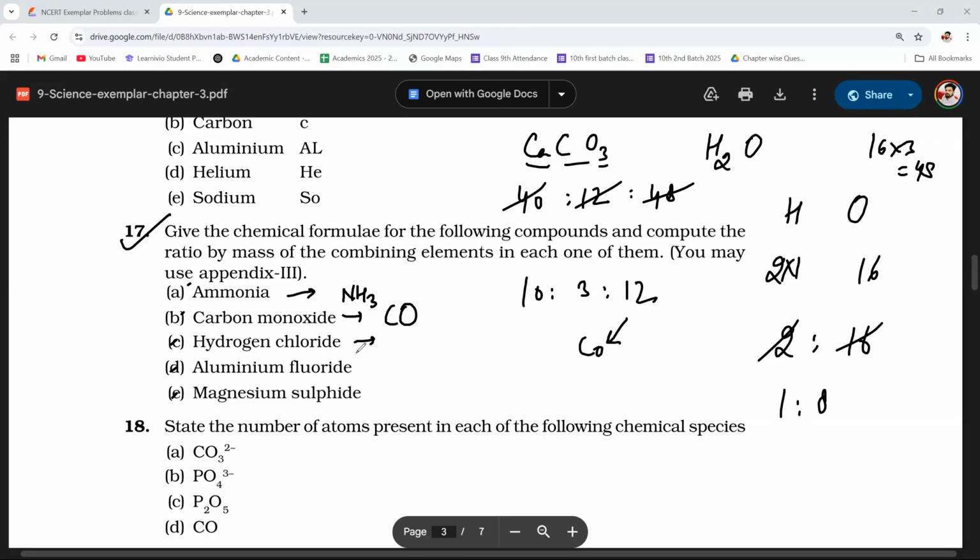Hydrogen chloride? HCl. Aluminium fluoride? AlF3. Very good. And magnesium sulfide? MgS. Okay. So almost all of you know the molecular mass of everyone. I think you have not known the mass of fluorine. Mass of fluorine is 19. So please try to calculate the mass ratio.